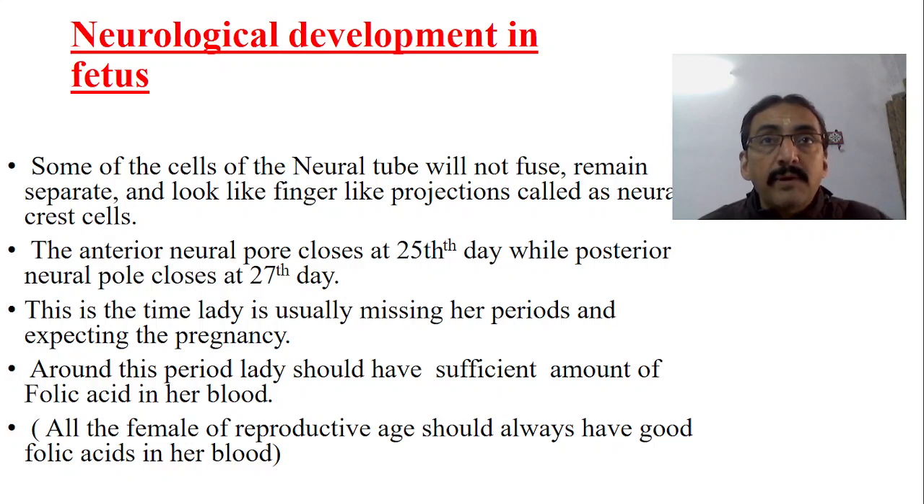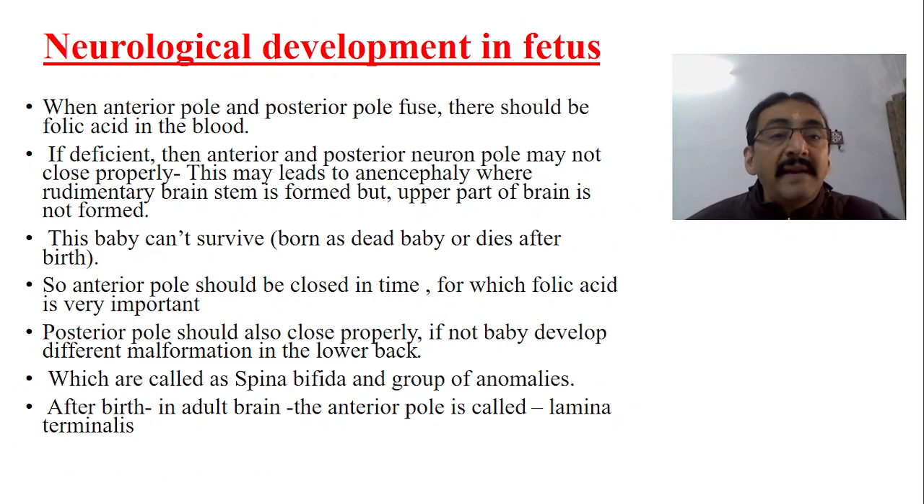If the proper closure of these poles does not take place, then there will be permanent, severe congenital problems. That we will see later. Now, when the anterior pole and the posterior pole fuse, there should be folic acid in the blood, as I told.